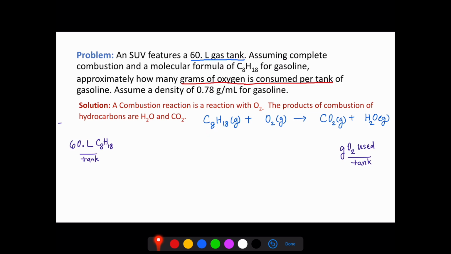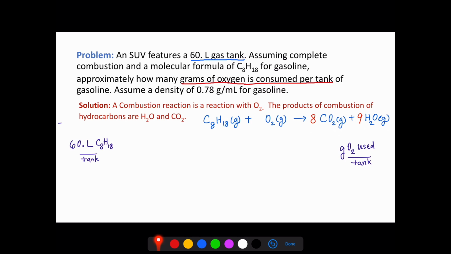So how do we balance this now? We have 8 carbons here. So you put a coefficient of 8 here so that you have 8 carbons on the right hand side as well. You have 18 hydrogens on the left. So you put 9 there because 9 twos is 18. So you have 18 hydrogens on the right as well. You have 18 hydrogens on the left, 18 hydrogens on the right. Now count the oxygens. So from here you have 8 times 2, that's 16, plus 9 times 1, so 16 plus 9. That's a total of 25 oxygens on the right.